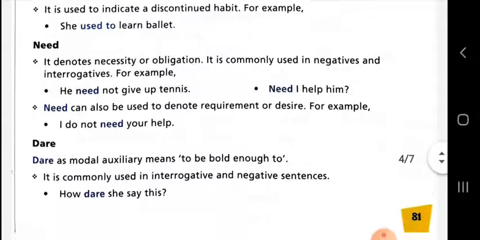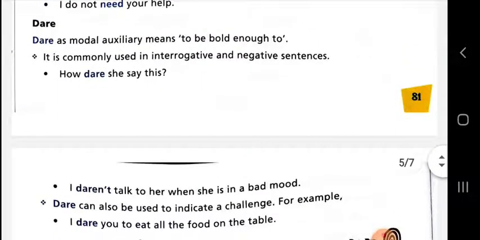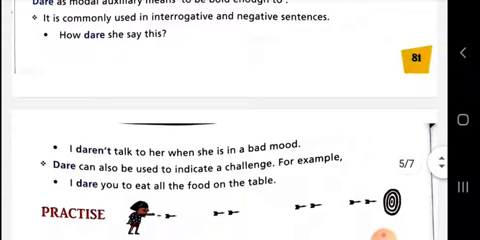Now we are going to talk about dare. Dare as a modal auxiliary means to be bold enough to. It is commonly used in interrogative and negative sentences. How dare he say this? How dare you come here? Now, one more example is given. I dare not talk to her when she is in a bad mood. Dare can also be used to indicate a challenge. I dare you to eat all the food on the table.